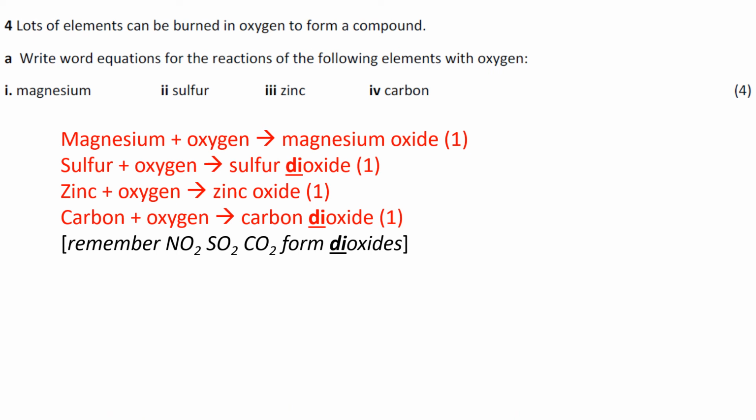So these are all the word equations for the oxidation reactions of each of these elements. Just be careful that when they all form your metal or non-metal oxides, you do need to remember that nitrogen, sulfur, and carbon all form dioxides. So your sulfur and carbon form dioxides instead of just oxides.